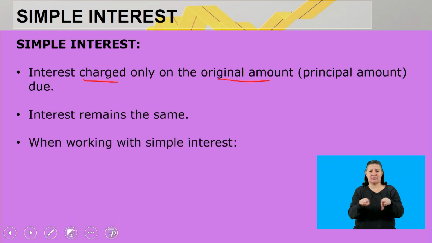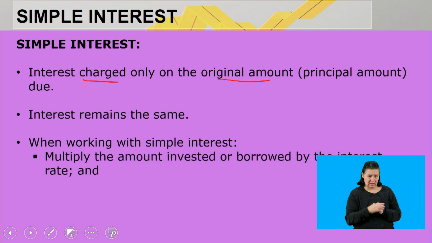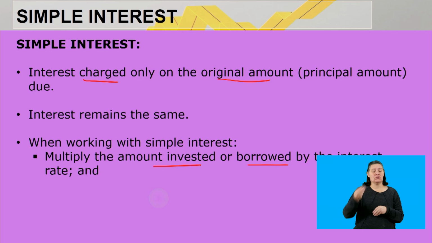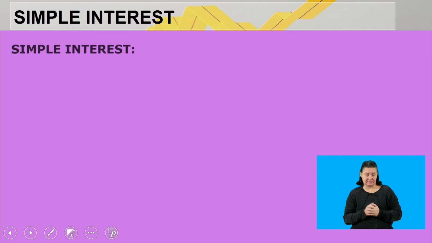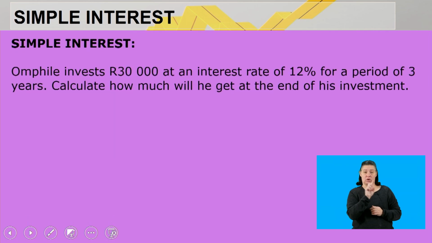And then also important, when we work with simple interest, this is what I expect you to do. You multiply the amount invested or borrowed by the interest rate, and then you multiply it by the number of years. We'll put this all into practice, right? So multiply the amount invested or borrowed by the interest rate, and you multiply it by the number of years. Then let's look at our first question here.